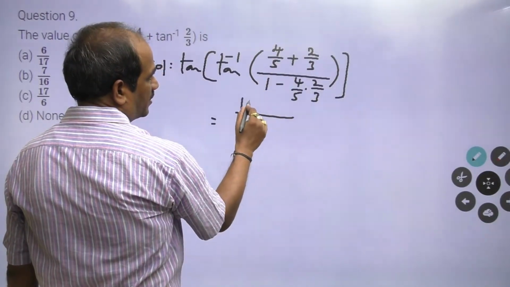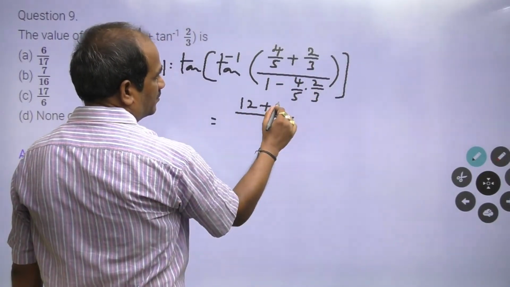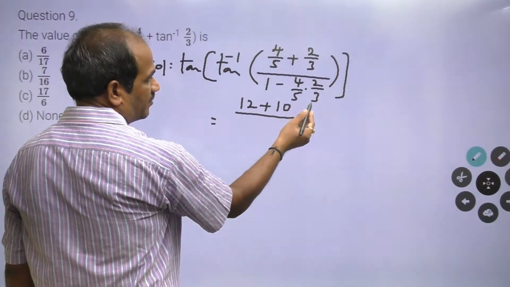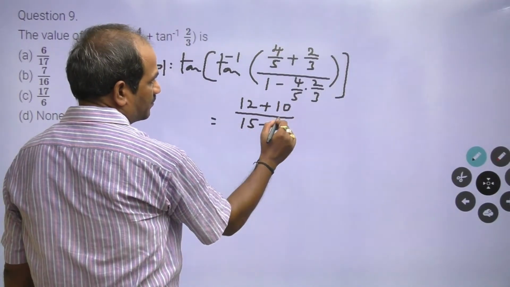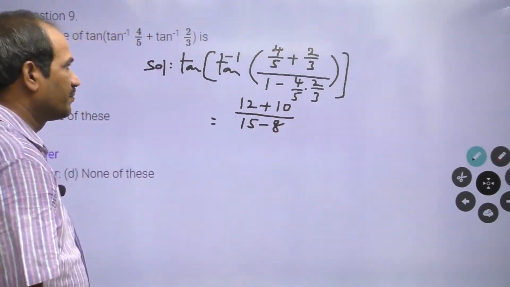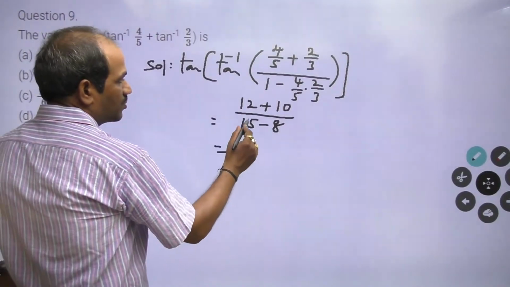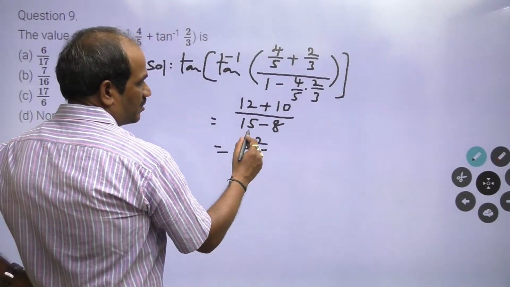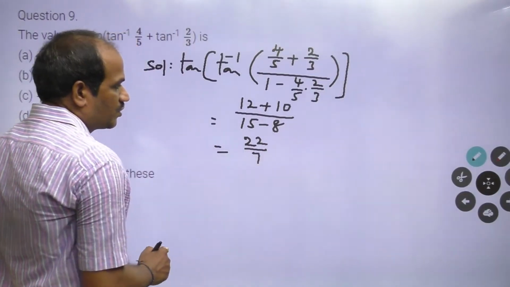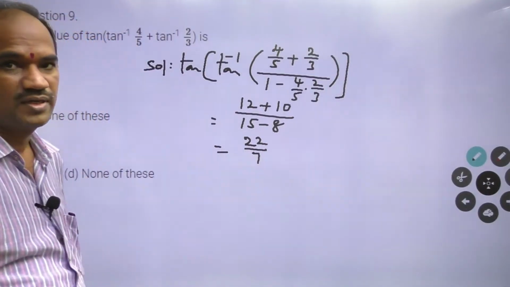4 into 3 is 12, plus 5 into 2, 10. Then take the LCM, 15. 15 gets cancelled. Next, the remaining value: 15 minus 4 into 2 is 8. So the total value here is 22, and the denominator is 7. So the answer is 22 by 7.